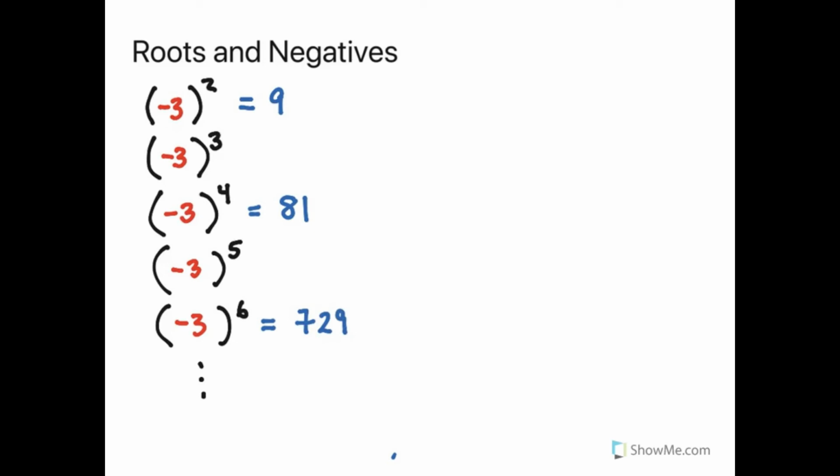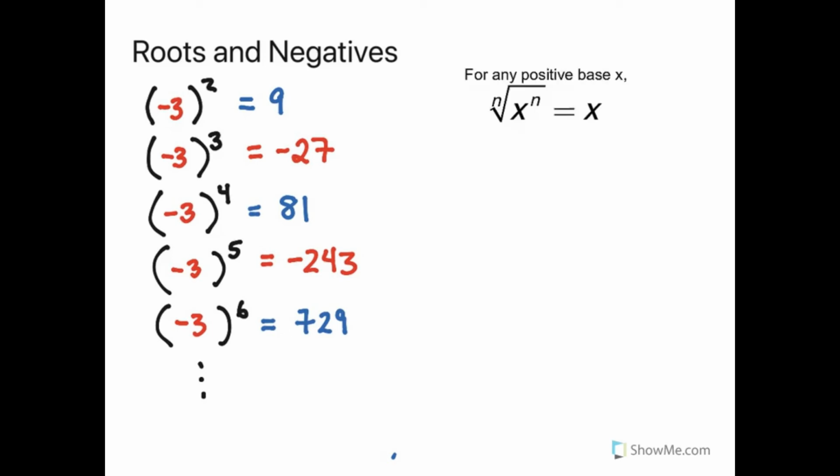But if the power is odd, then we have a leftover negative at the end that makes the result negative. So negative 3 cubed is negative 27. Negative 3 to the 5th is negative 243. There's an alternating pattern of positive and negative that goes with the alternating pattern of odd and even exponents.